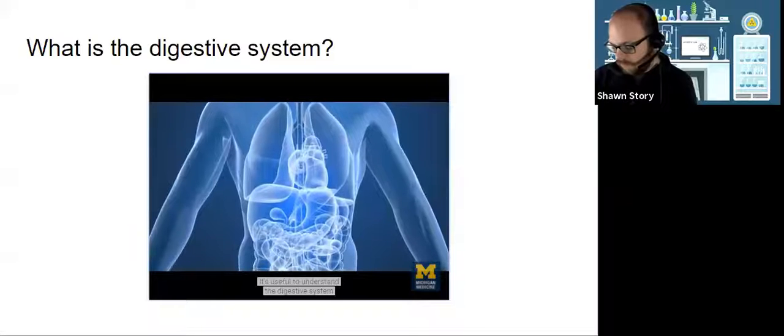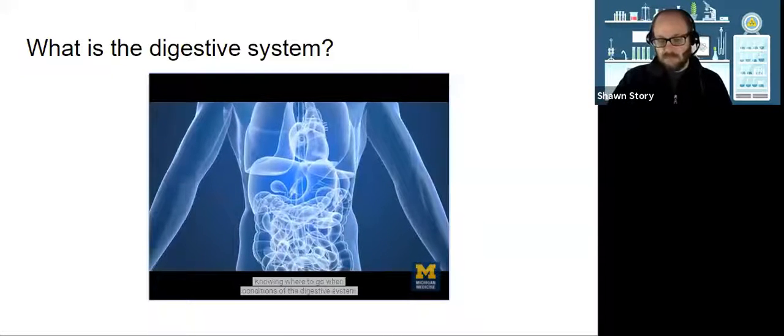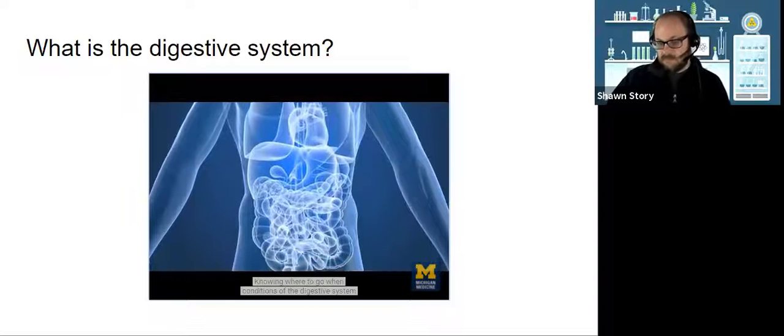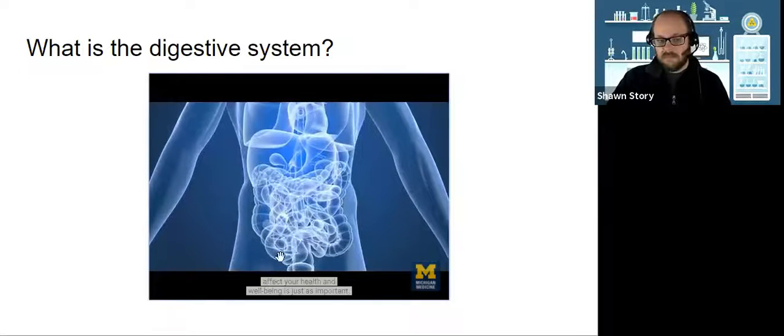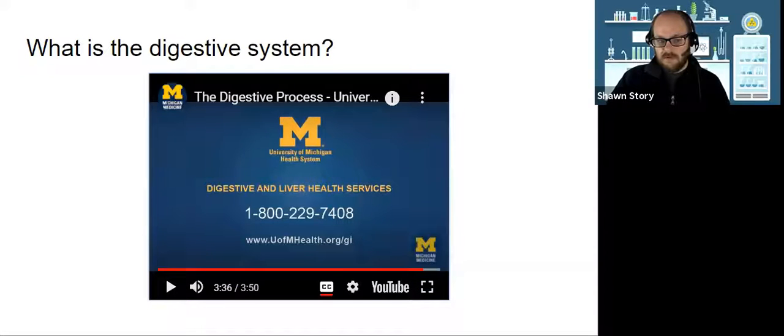It's useful to understand the digestive system and the role it plays in your overall health and well-being. Knowing where to go when conditions of the digestive system affect your health and well-being is just as important. The University of Michigan Health System.